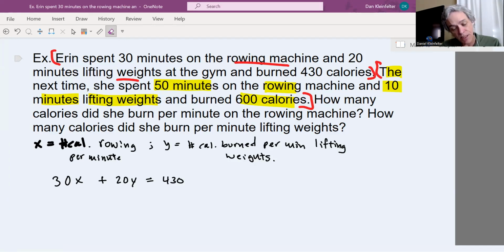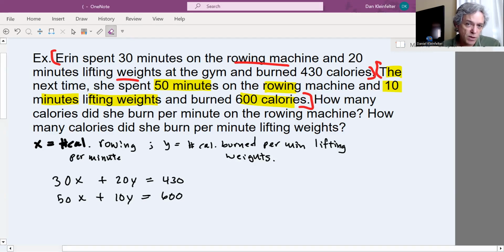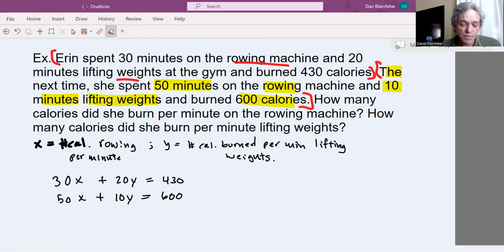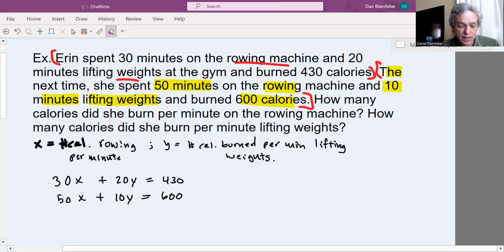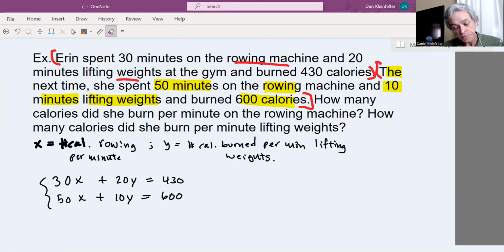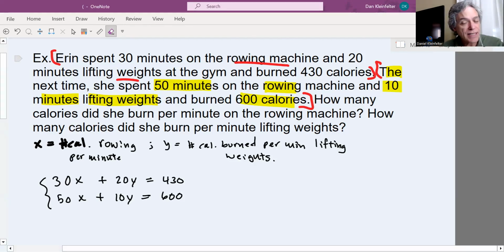Next, the next time she spent 50 minutes on the rowing machine and 10 minutes lifting weights and burned 600 calories. So you'll notice that both of these equations have a multiplication, another multiplication, and the results are added, and that's equal to a number. Often you'll see that structure in these types of problems. Okay, so this is our system of equations. Make sure that you can see how we got that from the wording. And next up, we'll be going ahead and solving that system.